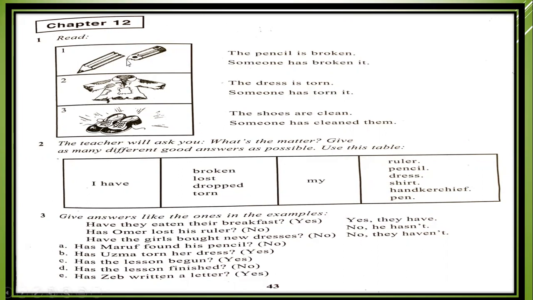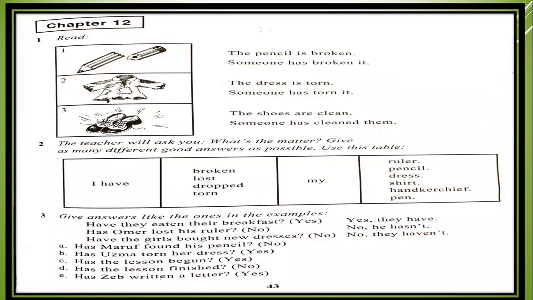Let's read. See the pictures: broken pencil, dirty shirt or torn shirt, and the clean shoes. The pencil is broken. Someone has broken it. Again, just like in the previous lecture, I told you about has and have. All of you are seeing here the word has. This chapter is also about the use of has and have. Remember what I told you in the previous lecture?